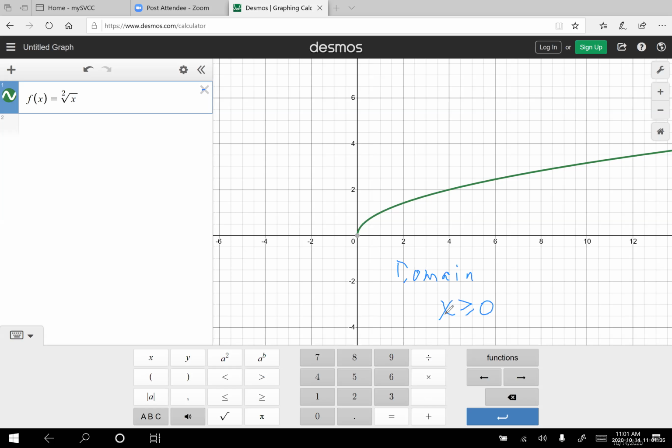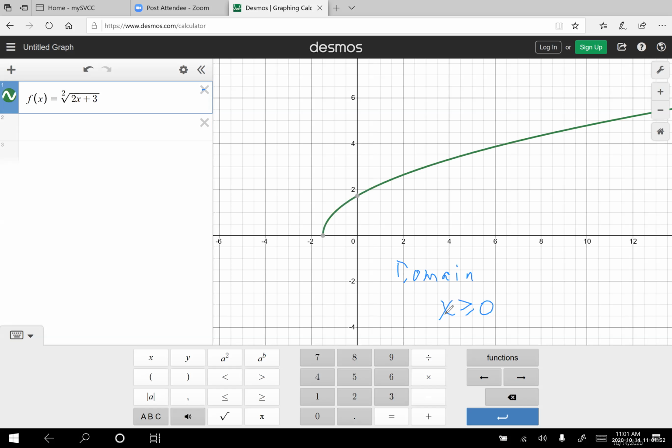But what if it's not so obvious? What if we have a function that looks like, let me just recycle this one, under a radical 2x plus 3. It's not just x greater than or equal to 0 anymore. Not as obvious. So how do we solve that? Well, we ask the same question that we asked before: what makes what is under the radical negative?